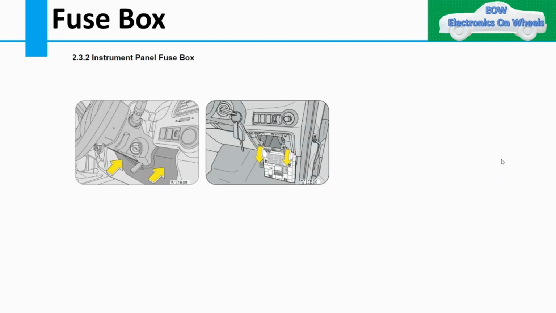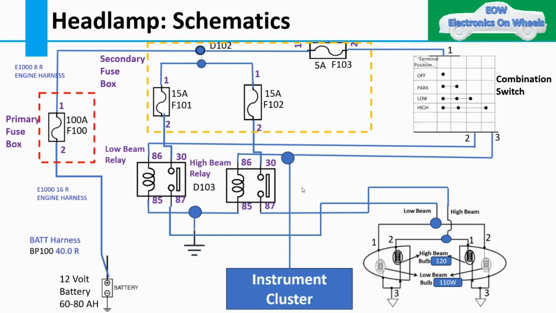Then we have the third fuse box, that is the instrument panel fuse box. This also plays a role in giving the power supply or power distribution to other different functions. Today we will not discuss this instrument panel fuse box. We have already discussed the primary fuse box and secondary fuse box, and whatever fuse boxes we are using. So let's move to the schematic.